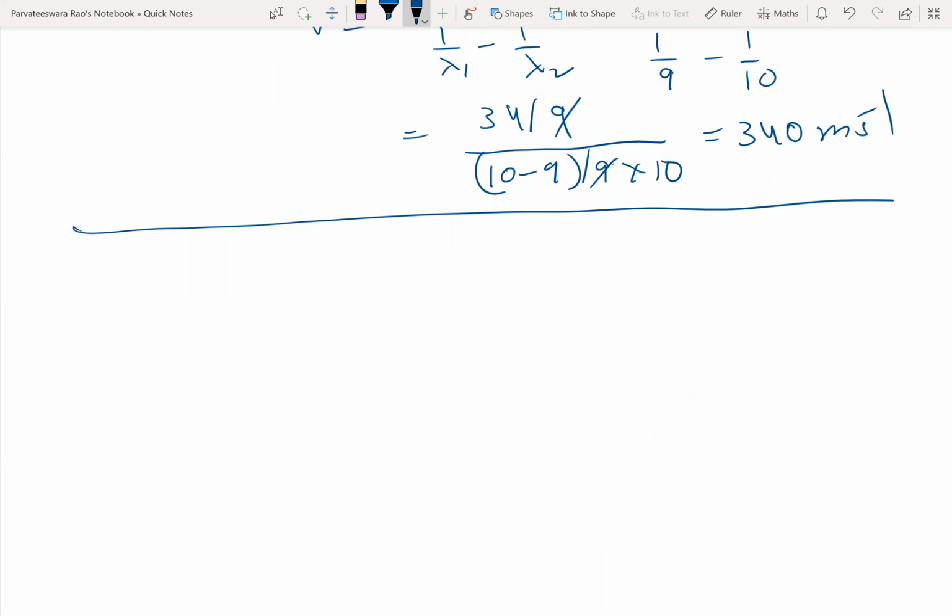A railway engine is moving with a speed of 60 meters second inverse. It crosses a stationary observer while whistling at 400 Hz.